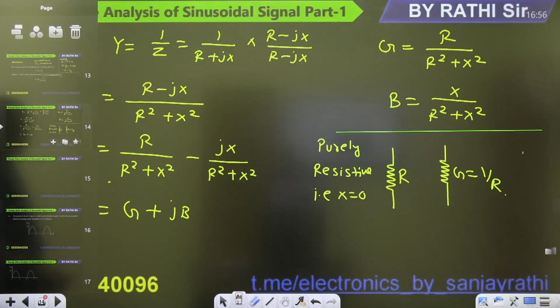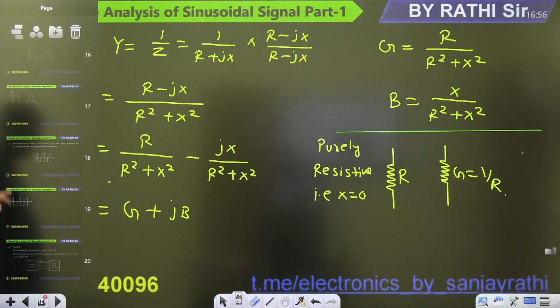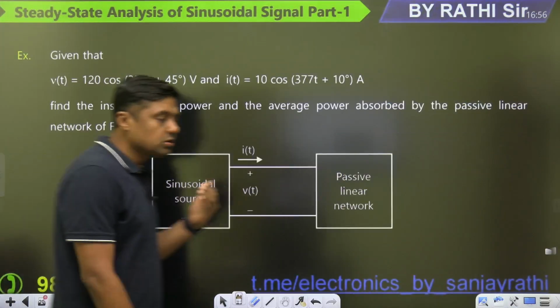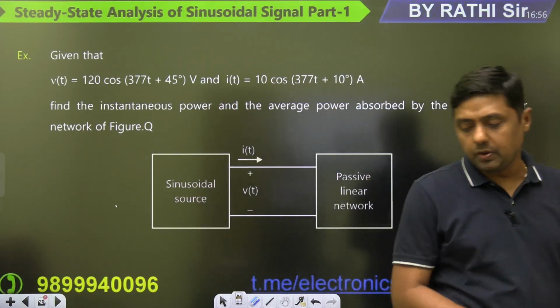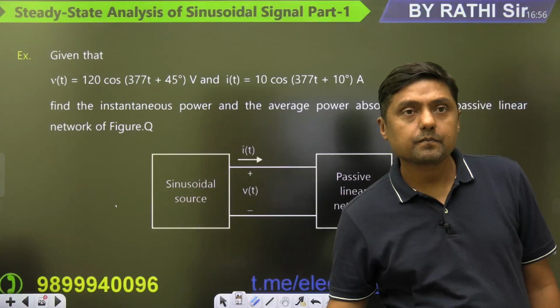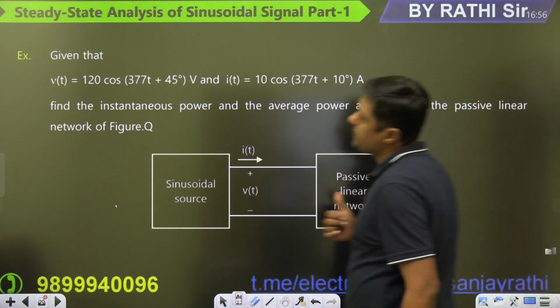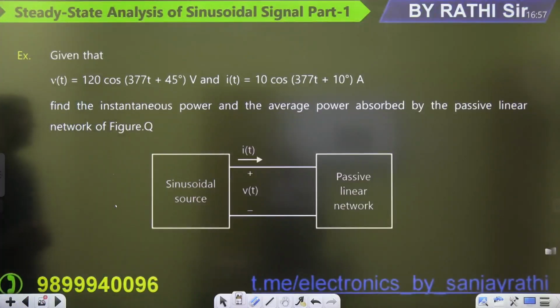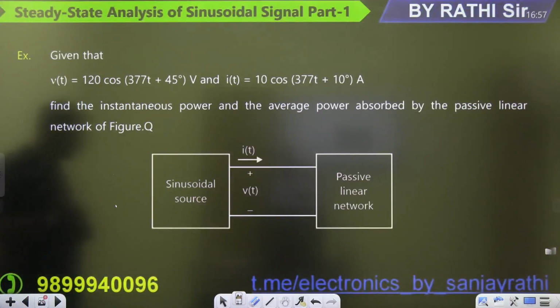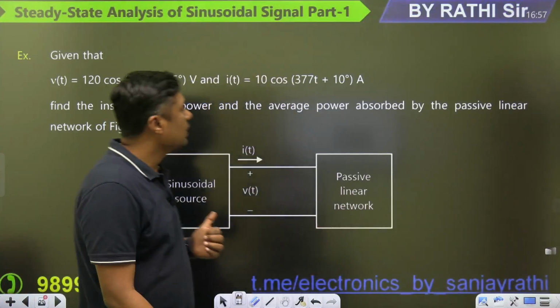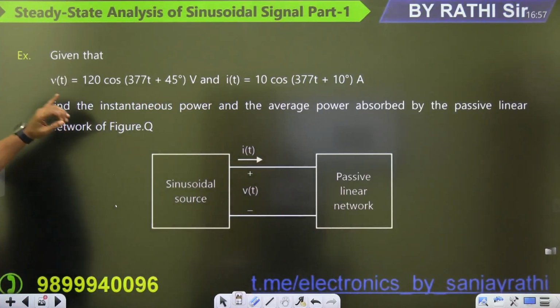Right. Now it is time to solve some questions. First, guys, with this question you will get the idea about the instantaneous power, average power and effective power. Now use your virtual calculator and try to solve this question. Everyone, use your rough copy, pen and calculator. If you are watching the recorded lecture, stop the lecture. First of all, solve the question and then go for the solution. V(t) is 120 cos of 377t plus 45 degrees.